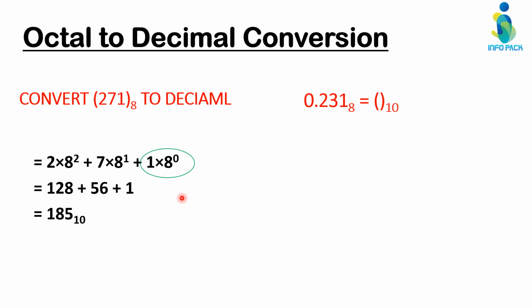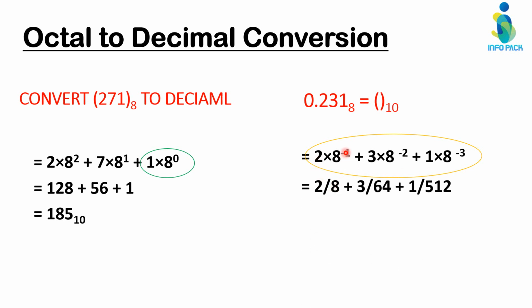And if you want to convert a fractional number into decimal you have to multiply these digits with its base. But now the powers are in negative form and to solve the powers we will divide by these powers, like 2 divided by 8 and 3 divided by 64 and 1 divided by 512, and now the final number is 0.2988 that is in decimal form.